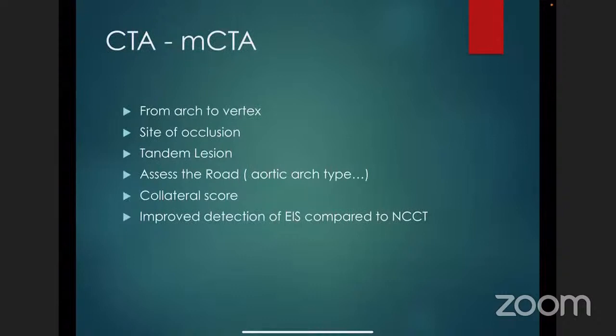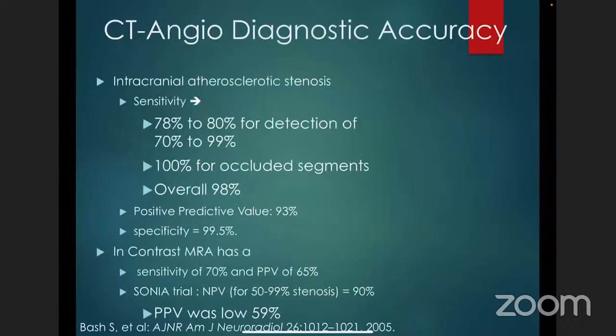of aortic arch and the tortuosity, to decide which materials or catheters you are going to use. Then assess the collateral score: is it good, intermediate, or poor collateral? And also improved detection of early ischemic changes compared to non-contrast CT. The CT angiogram diagnostic accuracy for intracranial atherosclerotic stenosis has a sensitivity of 78 to 80% for detection of 70 to 99% stenosis, and 100% for occluded segments. In contrast, the MRA has a sensitivity of 70% with a possible predictive value of 65%.